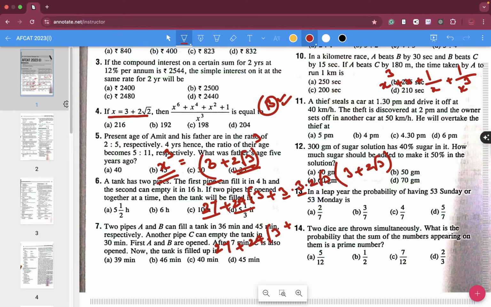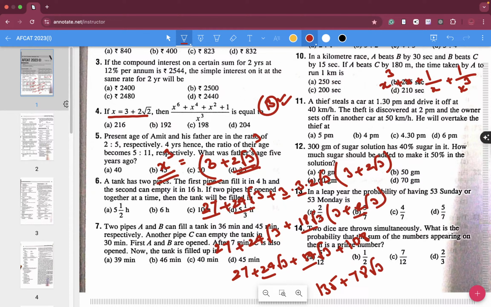So 3 into 3 is 9, 9 into 2 is 18 root 3 into 3 plus 2 root 3 over here, right? So 27 plus 24 root 3 plus 54 root 3 plus this is how much? 18 into 2, 36, right? 36 into 3 is 108. Any calculation error anywhere? No. Okay, so now this is 135 plus this is how much, right? 78 root 3.